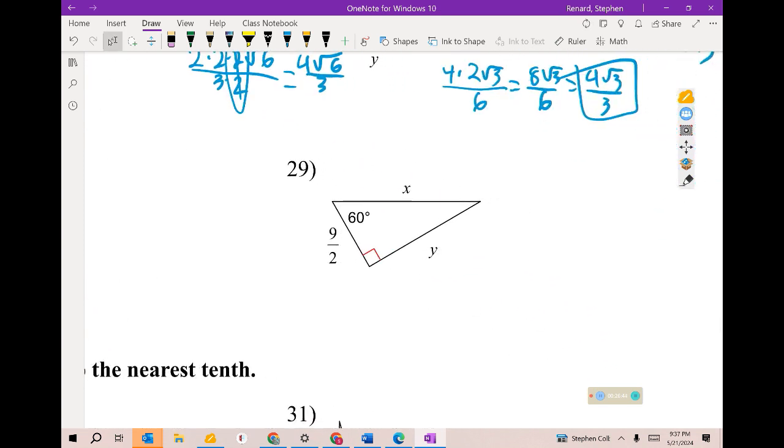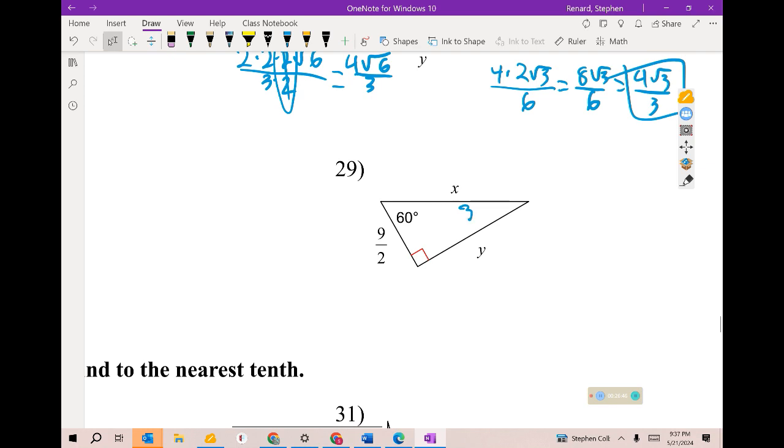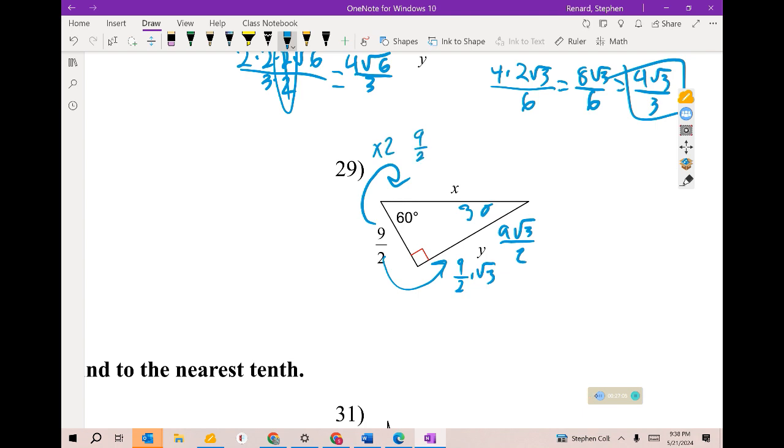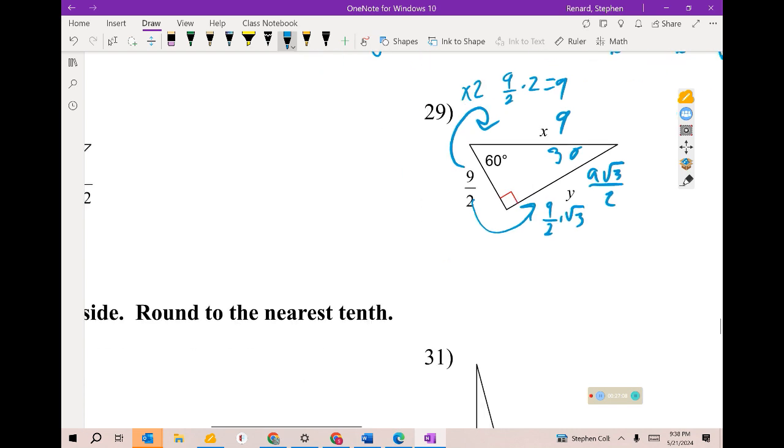29. So this is a 30, 60, 90 triangle. So they give us the short side here. So to go to the long side, we take the short side and multiply it by the square root of 3. So this turns into 9 radical 3 over 2. To go from the short side to the hypotenuse, we just multiply by 2. So 9 over 2 times 2 equals 9. Boom.